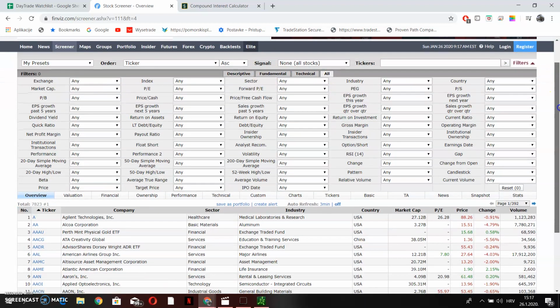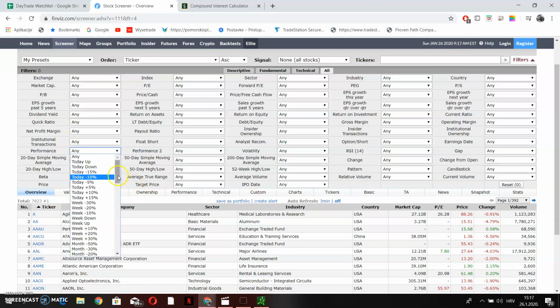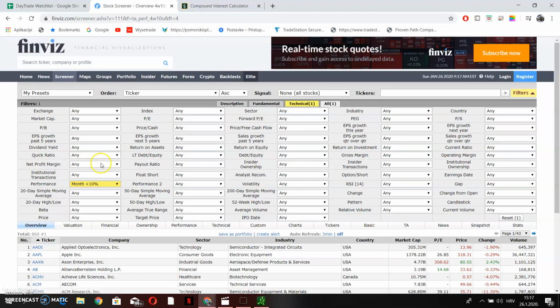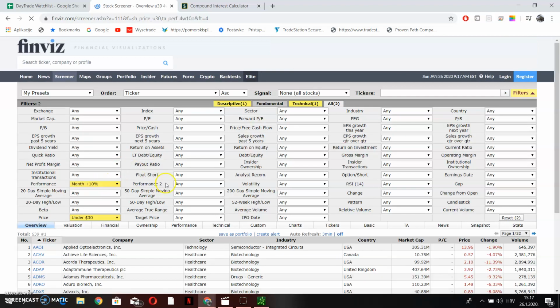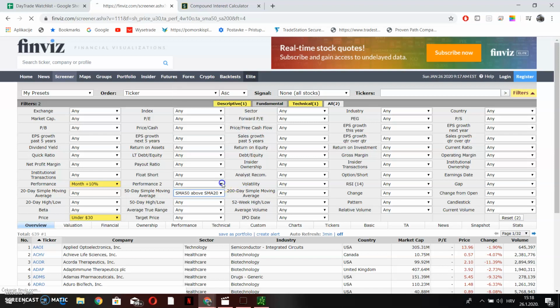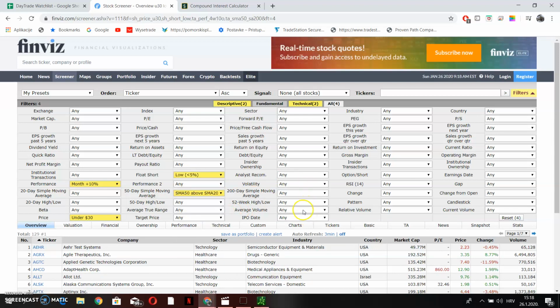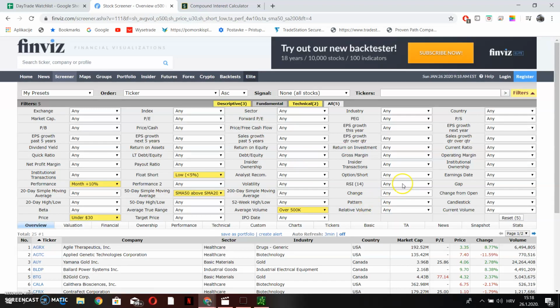Next thing I want you to do is to do exactly what I say, and later I'm going to explain why I'm doing it. Okay, performance has to be month plus 10% up. Price has to be under 30 bucks. 50 EMA has to be above SMA 200. Float short has to be low. Average volume has to be over 500k. And that's it, what I'm interested in.